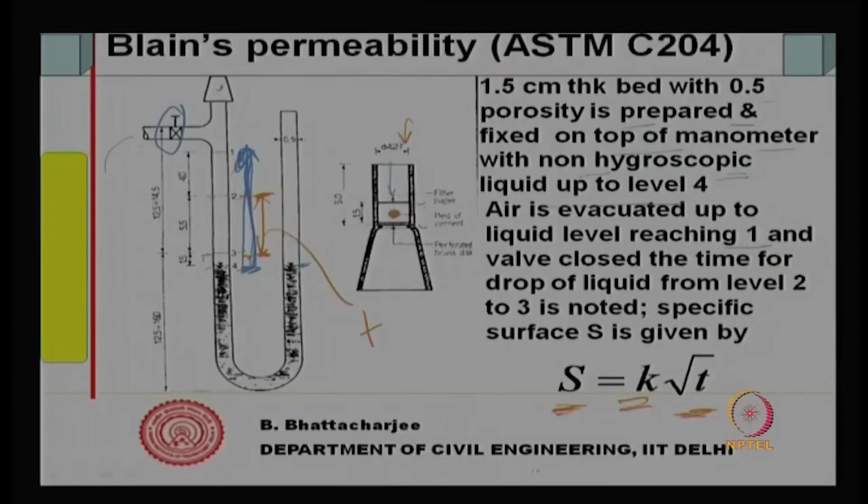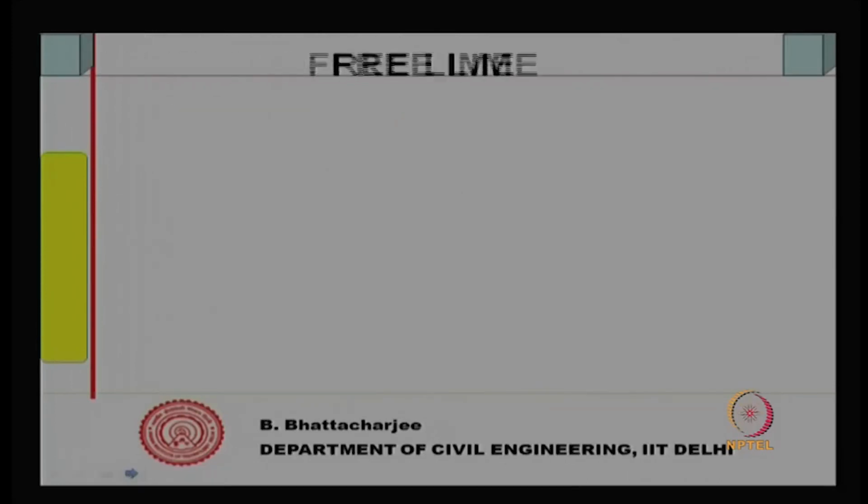Now, when will it be less permeable? When the surface area it encounters is large. So, surface area is proportional to under root t, right. Larger the surface area of the cement that the air has to encounter while moving through this, it will take longer time. So, surface area is proportional to under root t. So, this is how we find out Blaine surface.